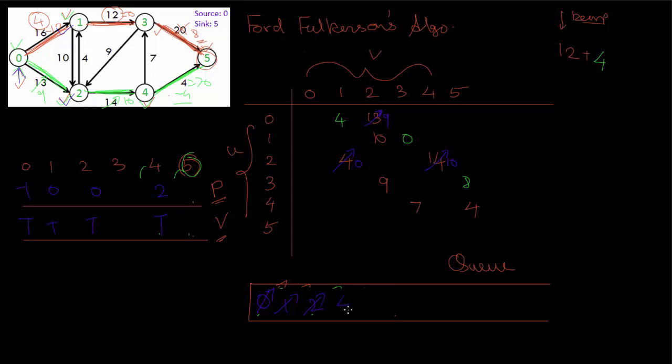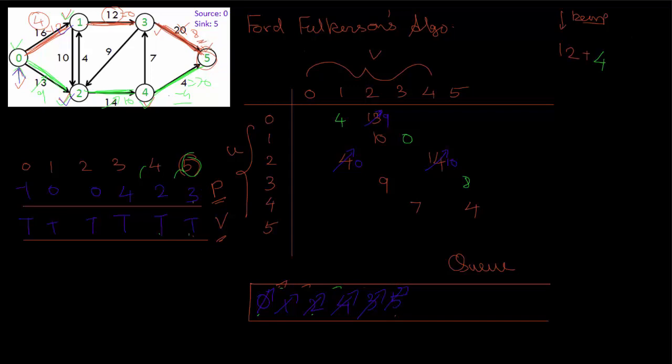Then you dequeue 4, and where can 4 go? 4 can go to 3, but 4 cannot go to 5 because this is now 0. So 4 can go to 3 now. If you put a t over here, the parent of 3 is now 4. Then you dequeue 3, and 3 can now go to 5. Then if you dequeue 5, there's nothing else because 5 doesn't point to anything.